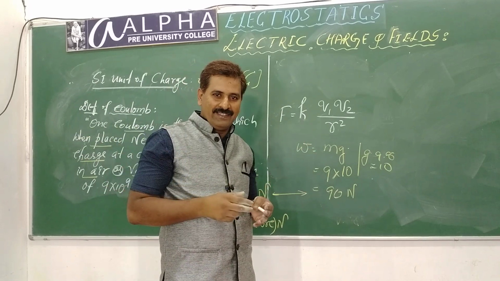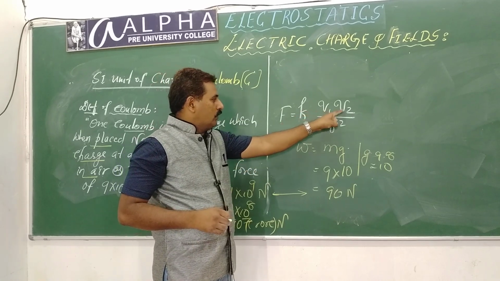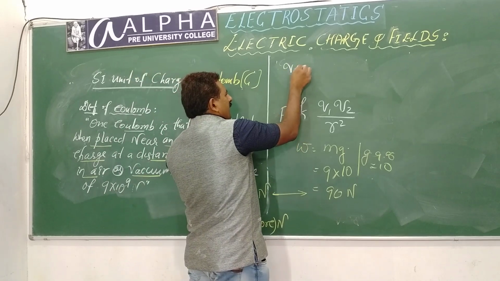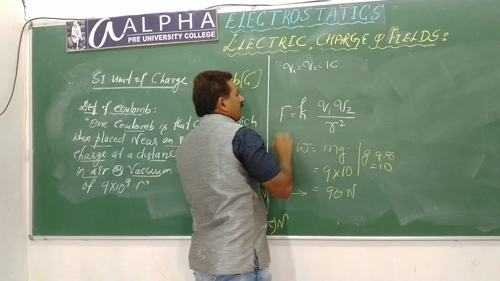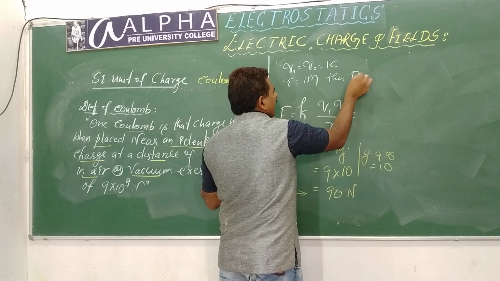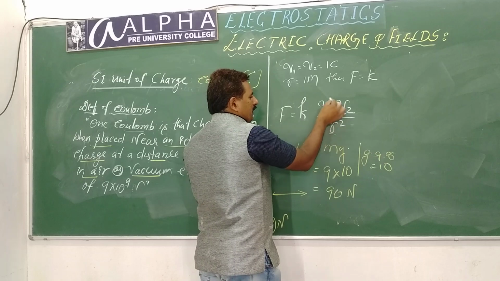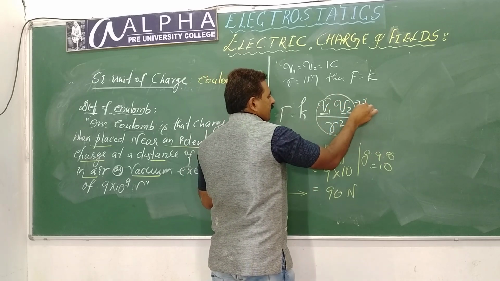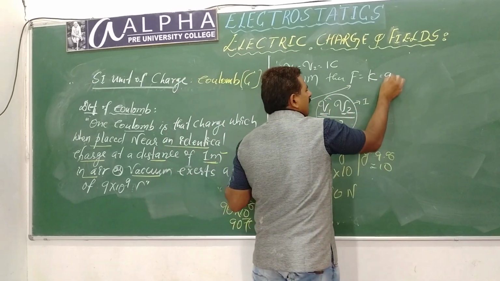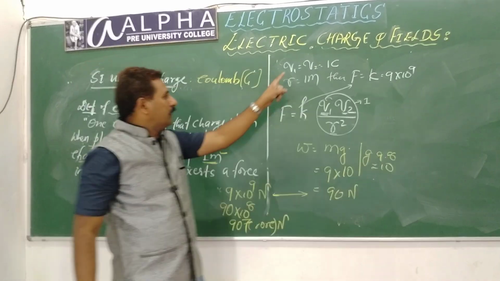How big is it? I'll tell you. Before that, I'll come to this term kQ1Q2 divided by r squared. How did I get this value? If I put Q1 equals Q2 equals 1 coulomb, and r equals 1 meter, then the value of force F equals k, according to this. If I put Q1, Q2 as 1 and r as 1, the total term becomes 1. Therefore, F equals k. What is the k value? 9 × 10^9. This is how I got this value of force between two 1 coulomb charges.